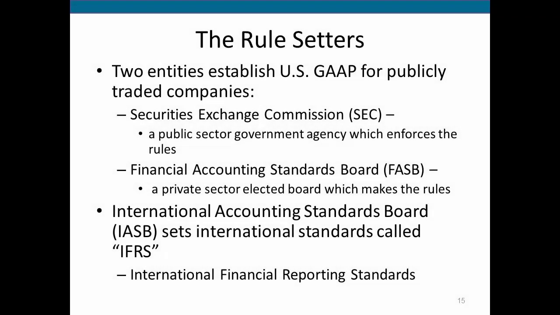Two entities in the United States set accounting rules for companies that issue stock to the public: the SEC and the FASB. The Securities and Exchange Commission, SEC for short, is a governmental agency that is the enforcer of the rules. You have probably heard about the SEC giving fines and bringing criminal cases. The Financial Accounting Standards Board, the FASB, is a privately elected board to which the SEC has delegated rulemaking authority.